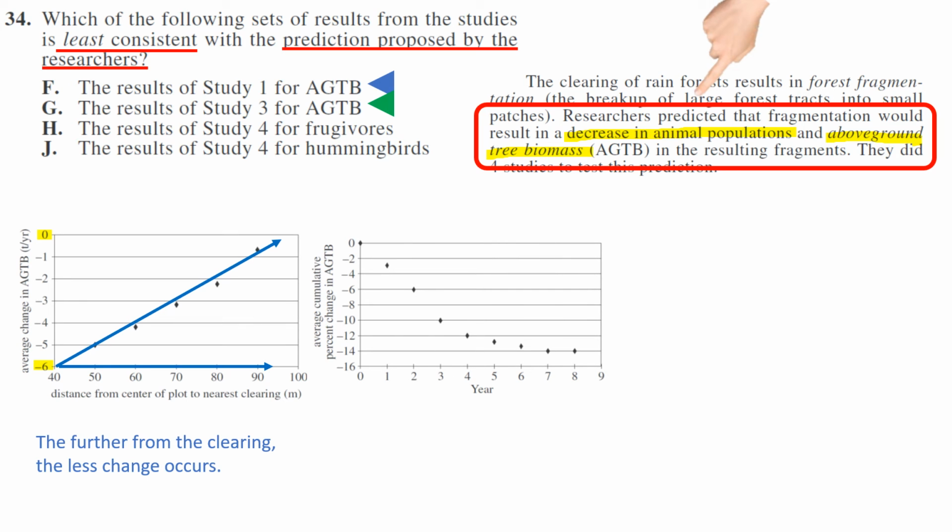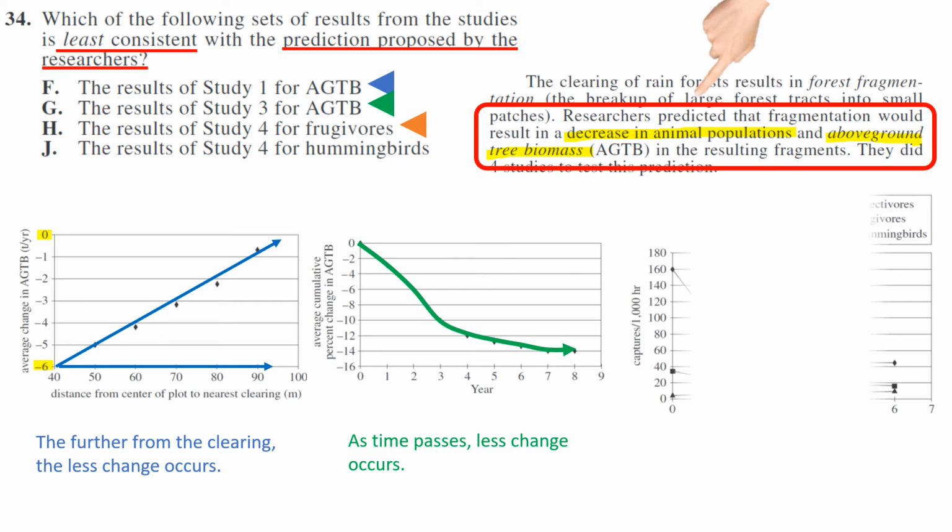Choice G. Okay, so the results of study 3. So as years progress, average change in AGBT, you're going to get more and more change. So there is a decrease as the years progress. So your answer G is incorrect as well. So that supports what they're saying.